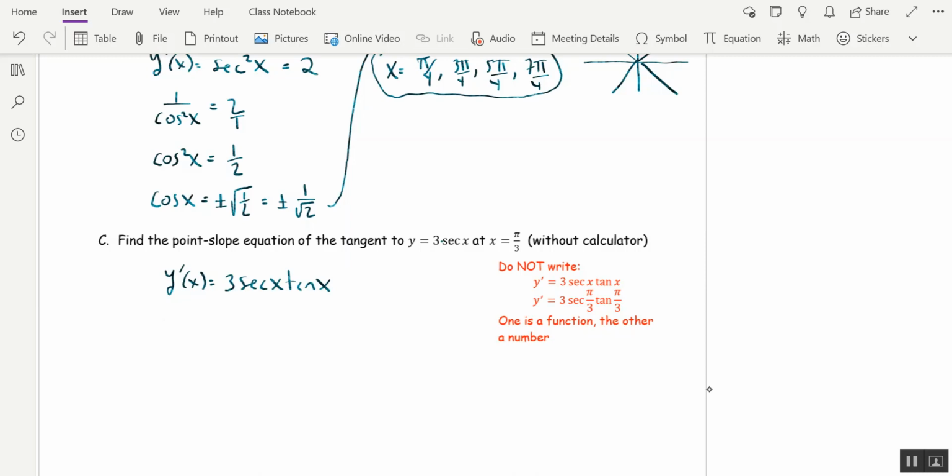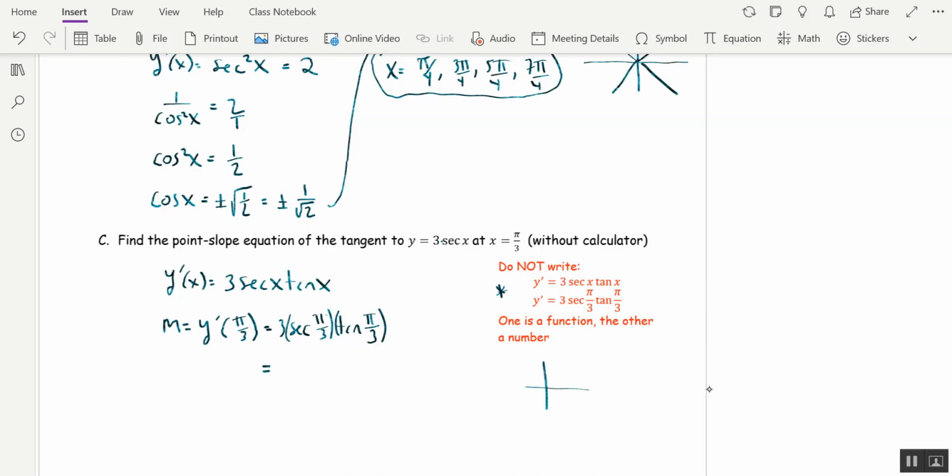Now, we need the slope. M is y prime at pi over 3. So one is a function, one is a number. So this is going to be 3 secant of pi over 3, tangent of pi over 3. And I've got a little warning here on the right. Don't write y prime equals both of those. They can't both be y prime. One's a function, one's a number.